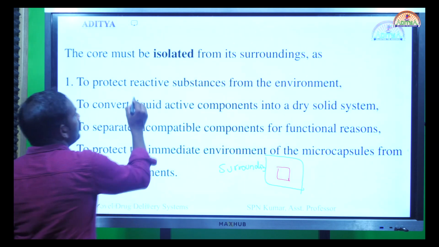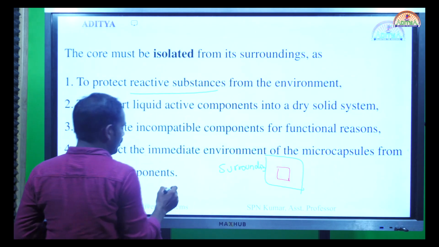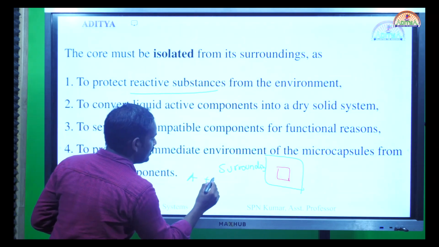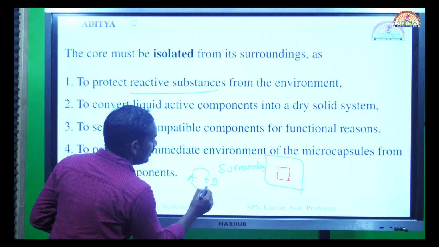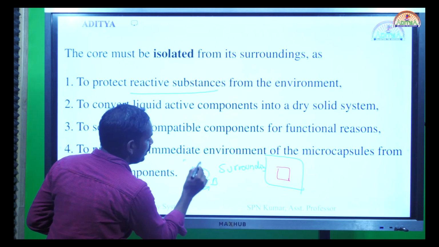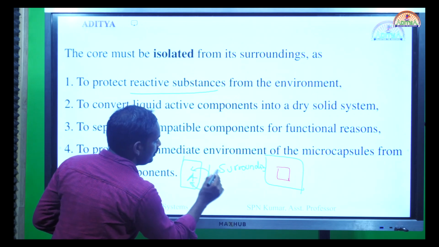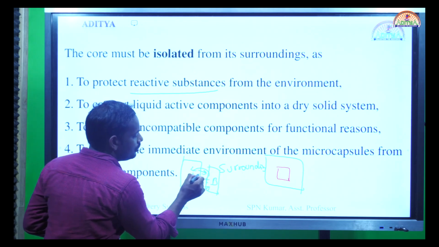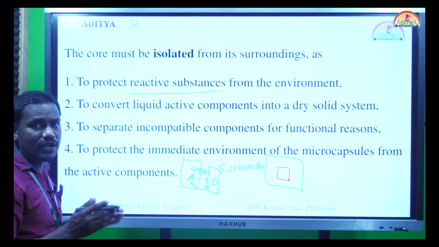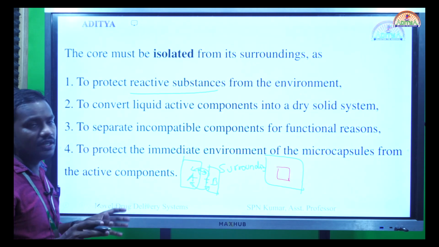First thing is to protect the reactive substances. Suppose your tablet has two ingredients, A plus B, and they are reacting with each other. How can you separate them? You can provide a microencapsulation to each of these drugs such that they don't react with each other. It's like a micro room such that these drugs are separated from each other.